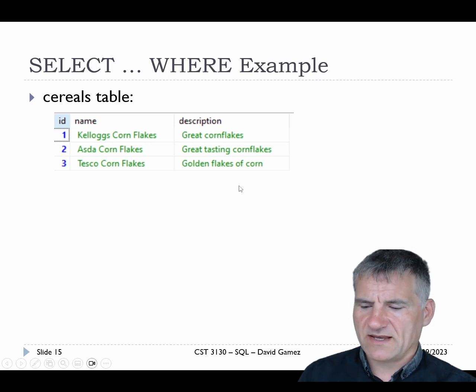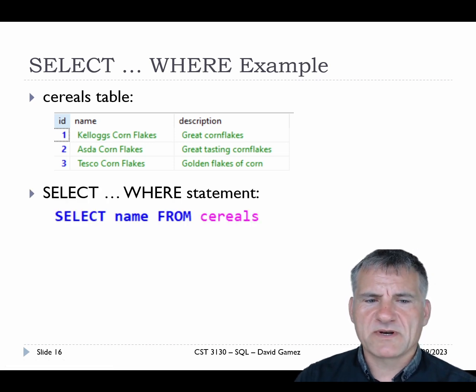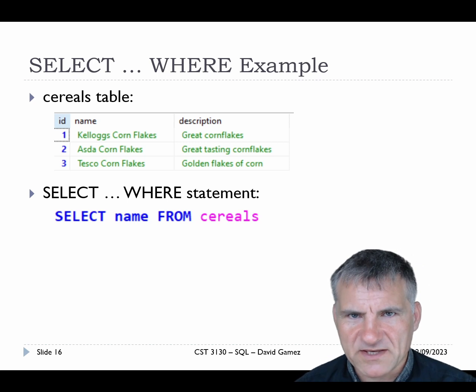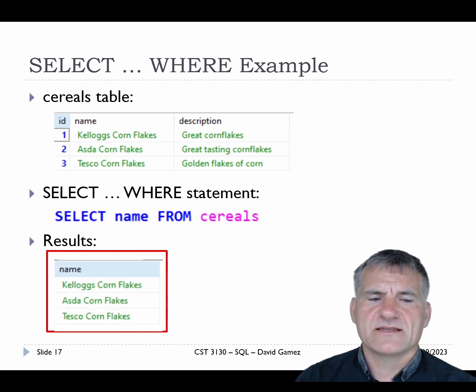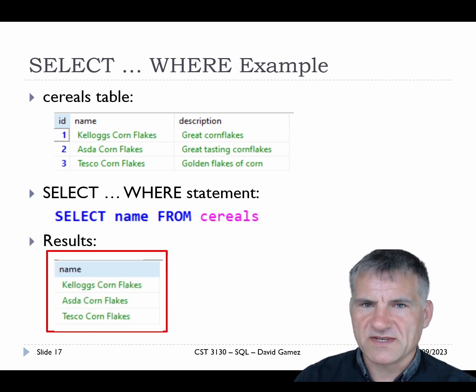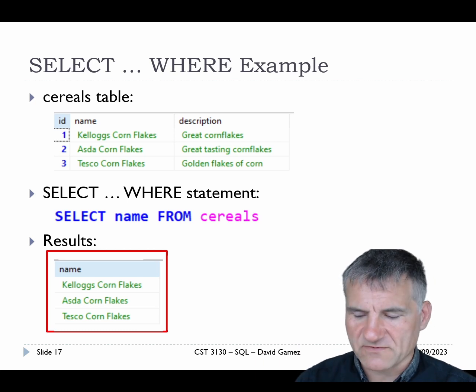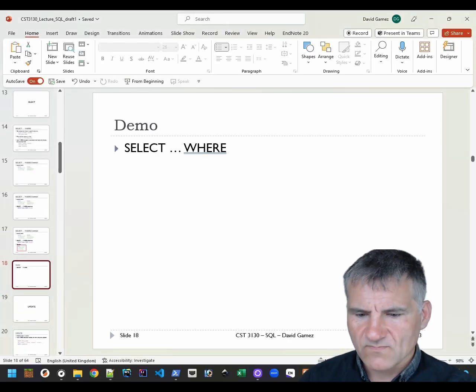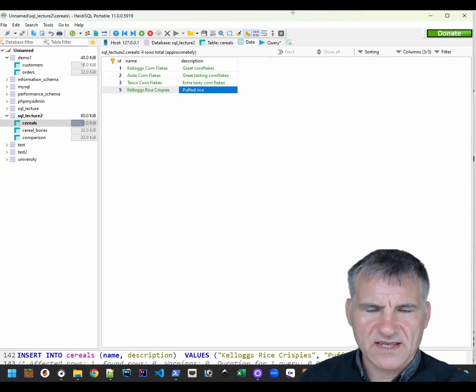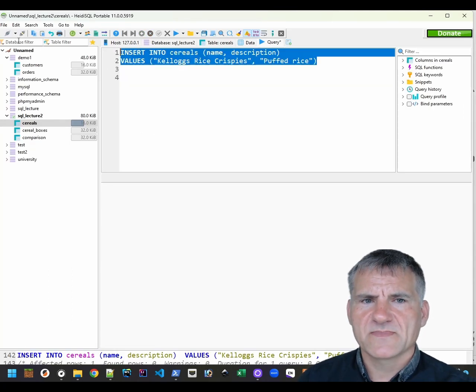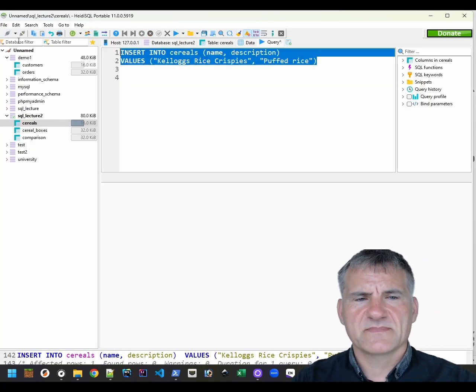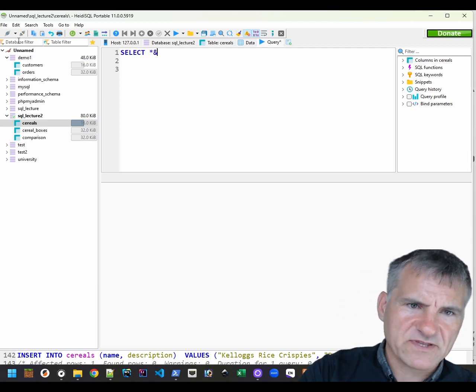So with our serials thing, I might want to select name from serials. That's picking just a single column there, and then I get all of the names of every single row. Yeah. So again, let's have a little run on that, yeah. So go back to our query tab, and suppose I want to select everything from the table.